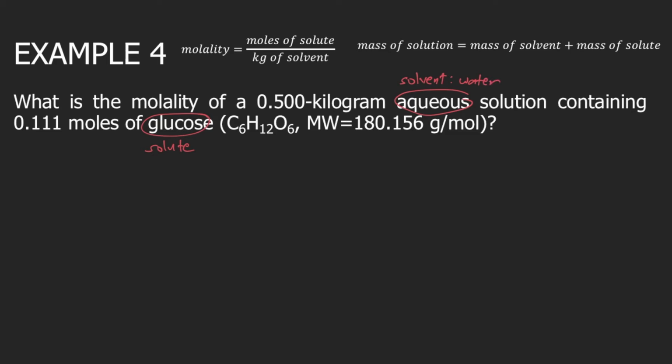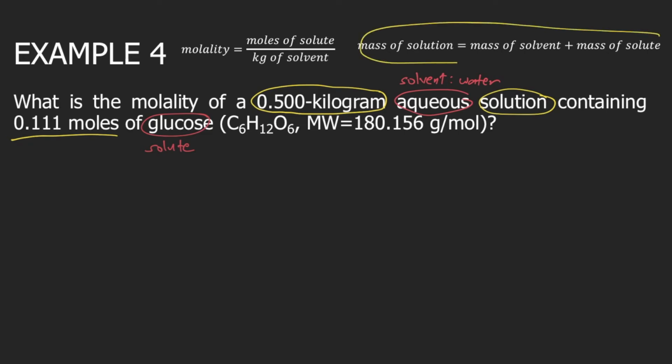In the problem, we are given already the moles of solute, 0.111 moles. However, we are not given the kilograms of solvent. Instead, we are given the kilograms of solution, 0.500 kilogram of solution. So we need to find first the kilogram of solvent. So we will be using this formula. So mass of solution, that is 0.500 kilograms, equal to the mass of solvent.